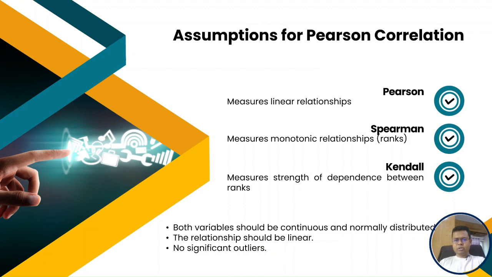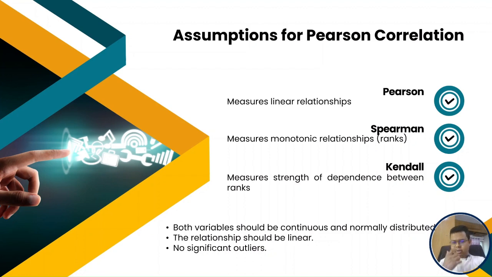So there are some assumptions of Pearson correlation. You can see here, both variables should be continuous and normally distributed, right? The second one, the relationship should be linear. And the third one, no significant outliers. So when we conduct any Pearson correlation, keep in mind these three assumptions. Once again, both variables, x and y, a and b, should be continuous and normally distributed, the relationship should be linear, and there should be no outliers in the data set.